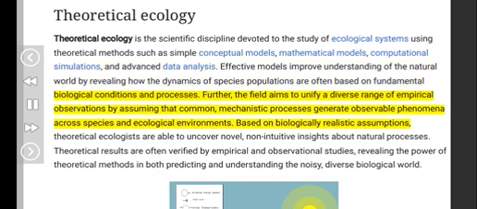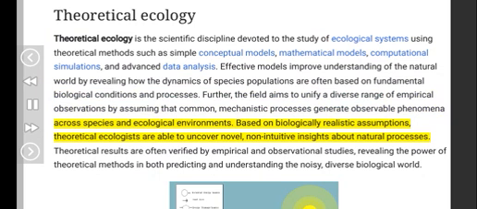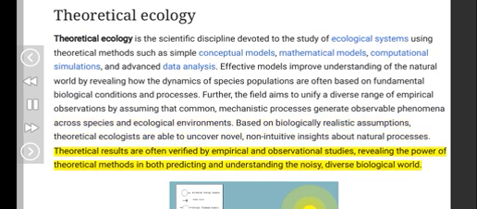Further, the field aims to unify a diverse range of empirical observations by assuming that common, mechanistic processes generate observable phenomena across species and ecological environments. Based on biologically realistic assumptions, theoretical ecologists are able to uncover novel, non-intuitive insights about natural processes. Theoretical results are often verified by empirical and observational studies, revealing the power of theoretical methods in both predicting and understanding the noisy, diverse biological world.